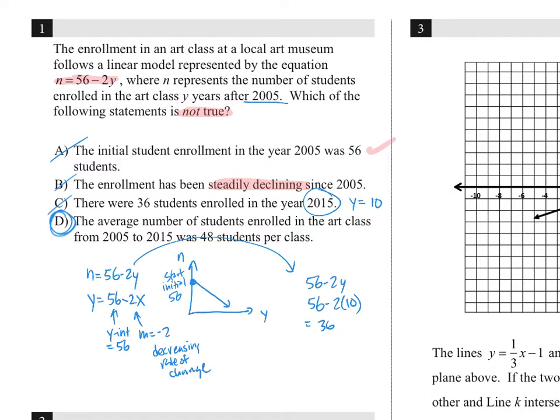But let's look at specifically why that answer is wrong. The average number of students from 2005 to 2015 was 48 students. Well, we just found the number of students in 2015, so we know that there's 36 students in 2015. And how many students were there in 2005? That represents where the model begins, so that's literally the starting value or the initial value, and that was 56. When you average 56 and 36, so add them together and divide by 2, we're going to get an average value of 46. And that value is slightly off because it says it's supposed to be 48.